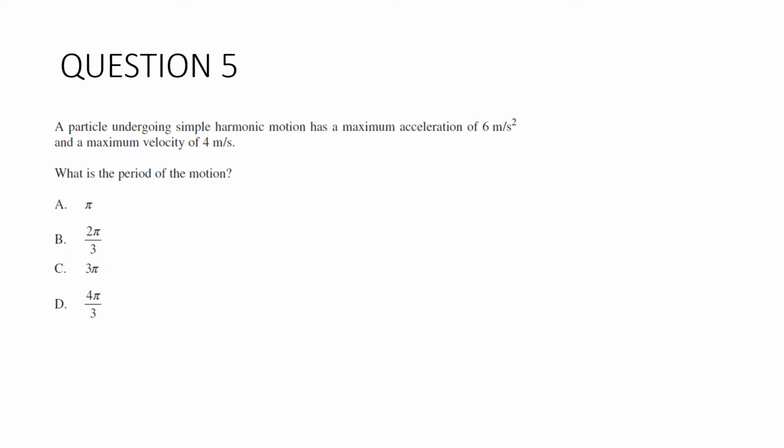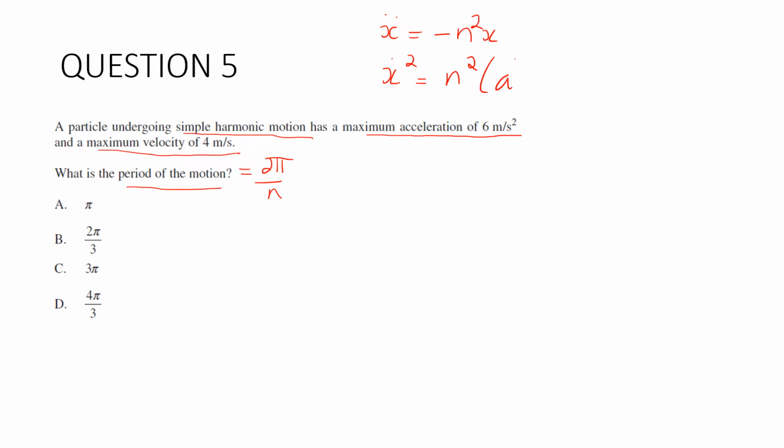Question 5. A particle undergoing simple harmonic motion has a maximum acceleration of 6 meters per second squared and a maximum velocity of 4 meters per second. What is the period of the motion? Now we know the period of the motion is equal to 2 pi on n. We're going to use these two formulas. Acceleration is equal to minus n squared x, and velocity squared is equal to n squared times (a squared minus x squared). Now let's draw a quick diagram.